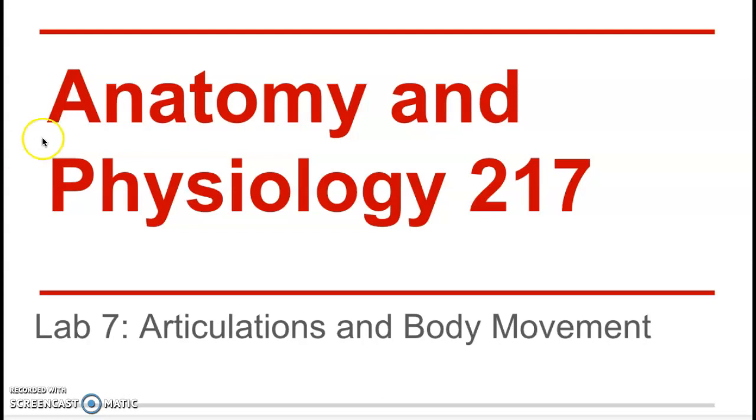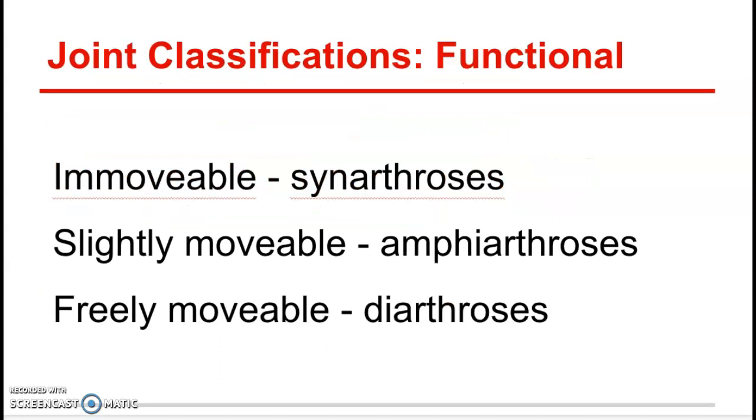So when we're talking about articulations, that's just the scientific word for joints, where bones come together and move against each other. We classify joints in two different ways. There's the functional classifications, how much a joint can move. If a joint can't move at all, it's a synarthrosis, so that means immovable. If it's slightly movable, it's an amphiarthrosis. And if it's freely movable, it's called a diarthrosis.